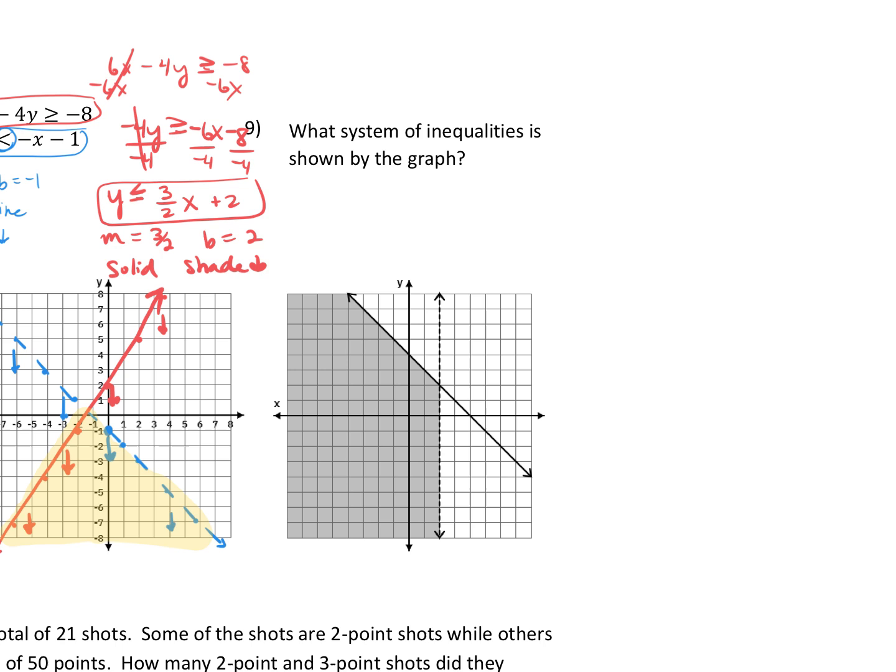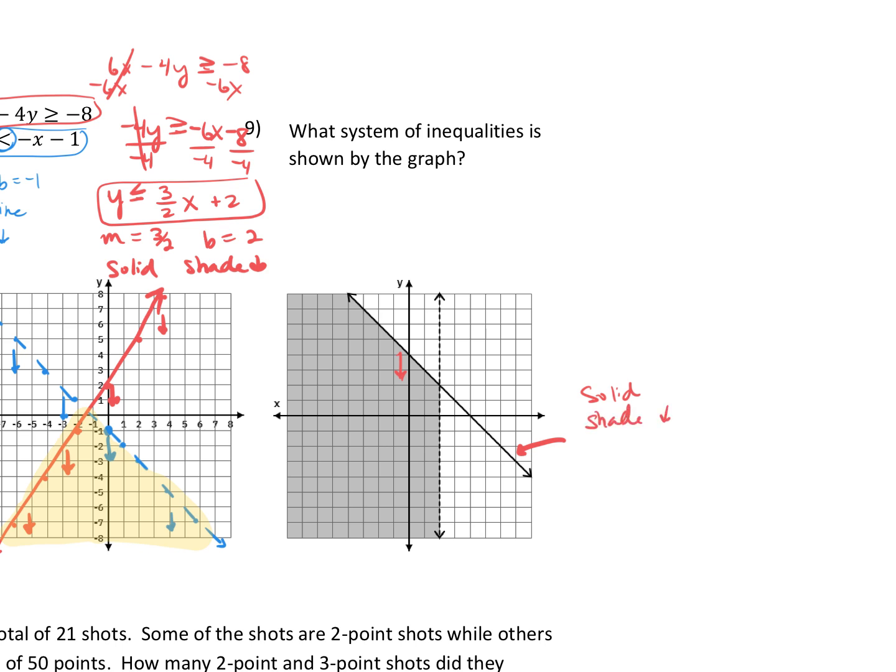All right, we got one more on system of inequalities. It says, what system of inequalities is shown by the graph? Okay, so let's look at that downhill line first. This downhill line is solid. We are shading below it.